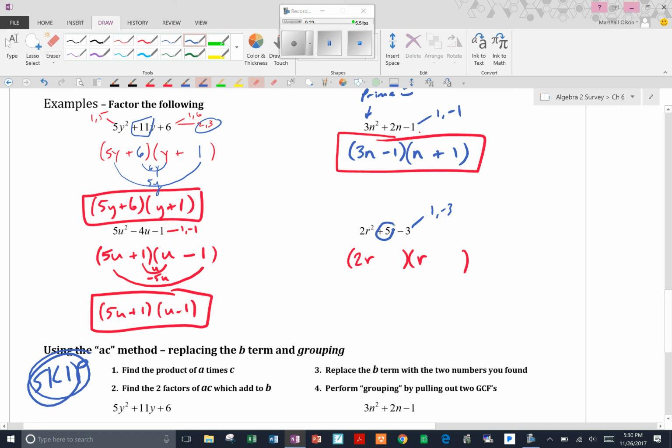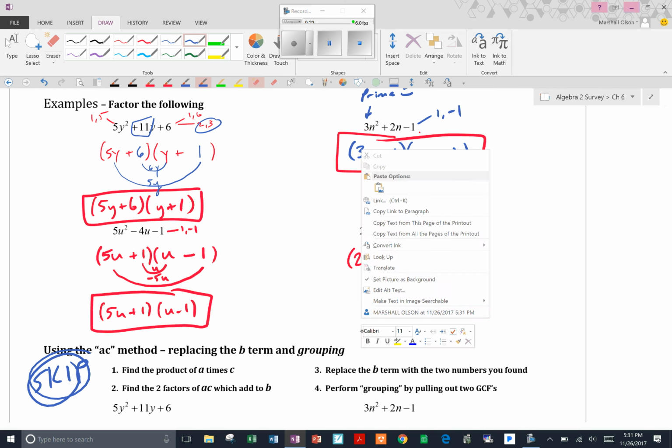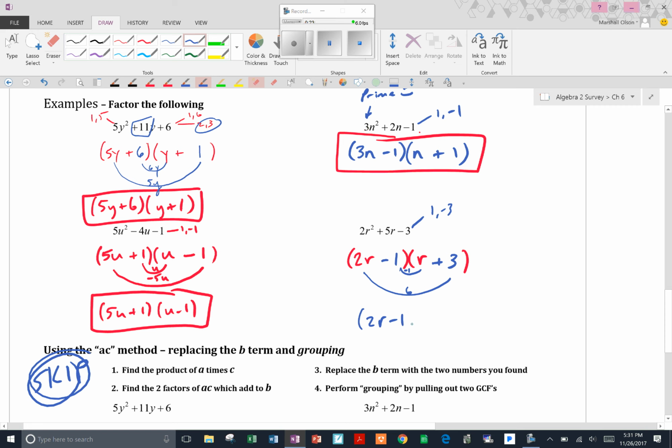Okay, but look at what we want here. We want positive 5. So I'm thinking 3 and 1, because that gives me 6, and that gives me 1. But I want it to be a positive 5, so I probably want the 6 to be positive, which means I want that to be positive. And I want that 1 to be negative, which means I need that to be negative, because those would then add up to that 5 that we have up there. So this is going to be our final answer, 2r minus 1, r plus 3. And that is the basics of factoring a quadratic trinomial.